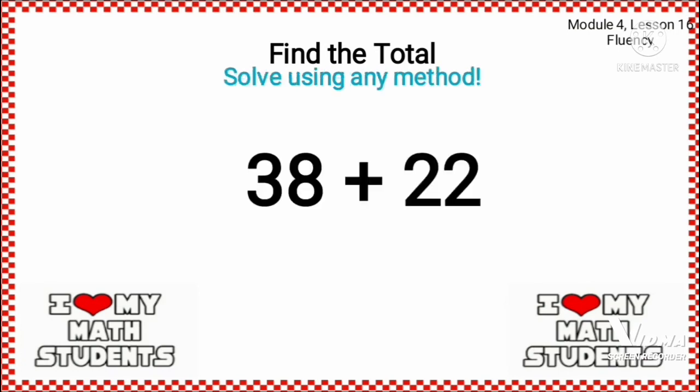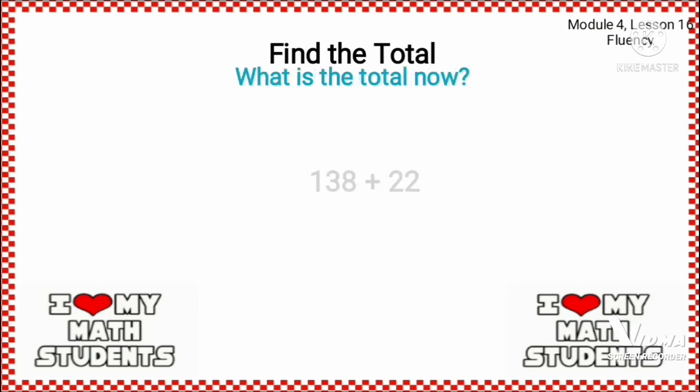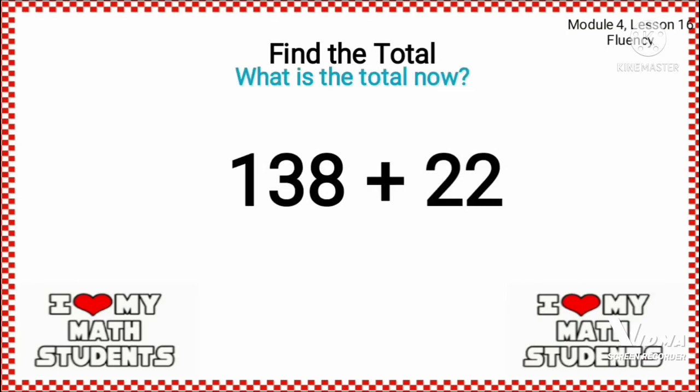Here's another number. 38 plus 22. What's the answer? Remember to add the ones and the tens. If your answer is 60, you are correct. I've changed the figures. It's now 138 plus 22. What's your answer? 160 is correct.